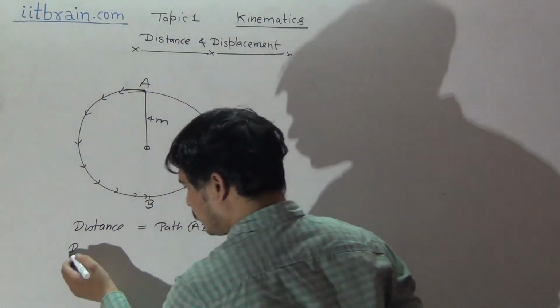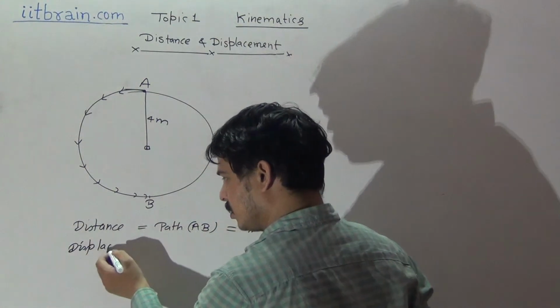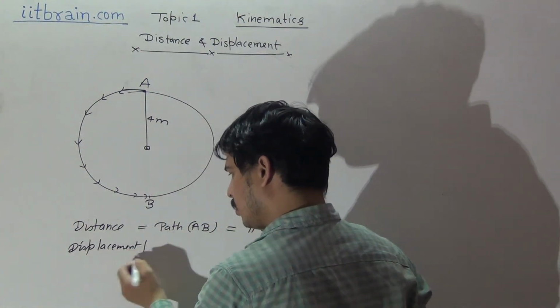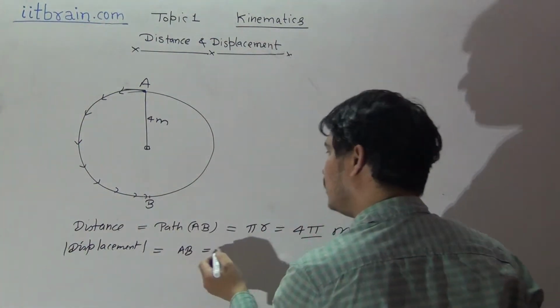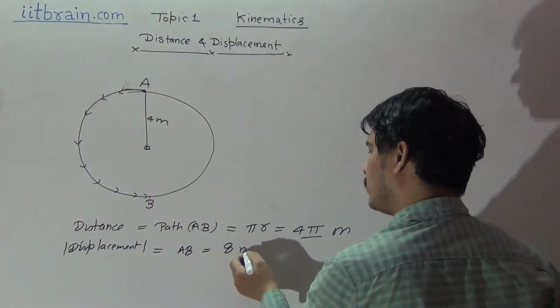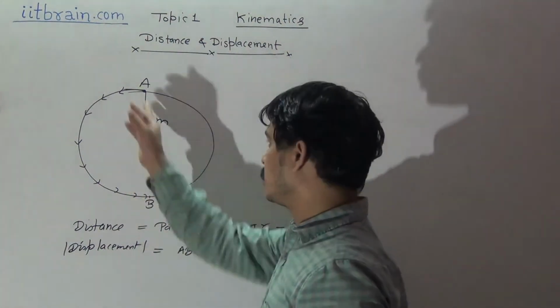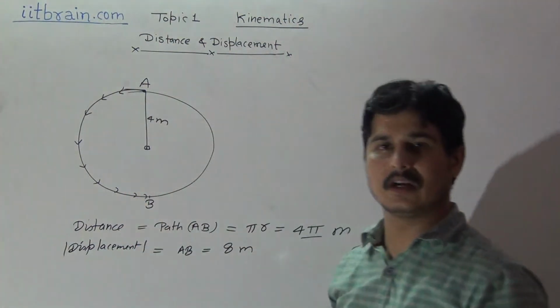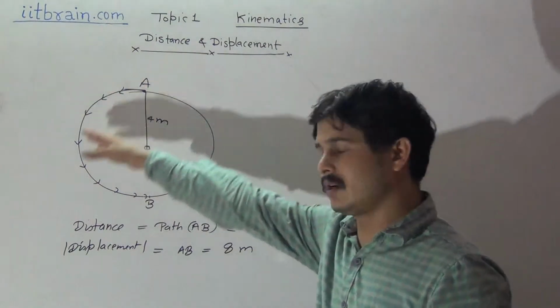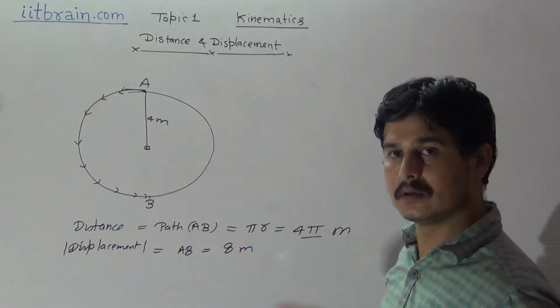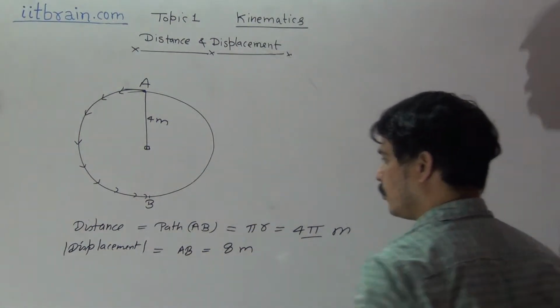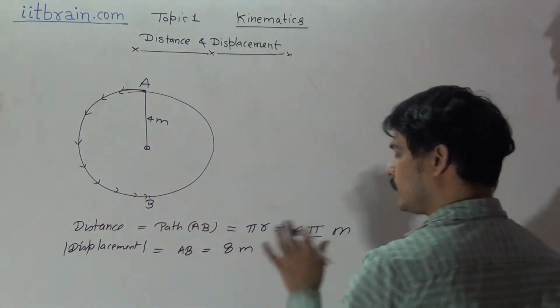But if you want to obtain the displacement magnitude, the displacement modulus, then it will be the value of diameter AB, and it is directly 8 meter. Displacement is the direct distance between initial and final point, but distance is the path length along which the particle is moving, the total path length from initial to final point. So distance is 4 pi meter and displacement is 8 meter.